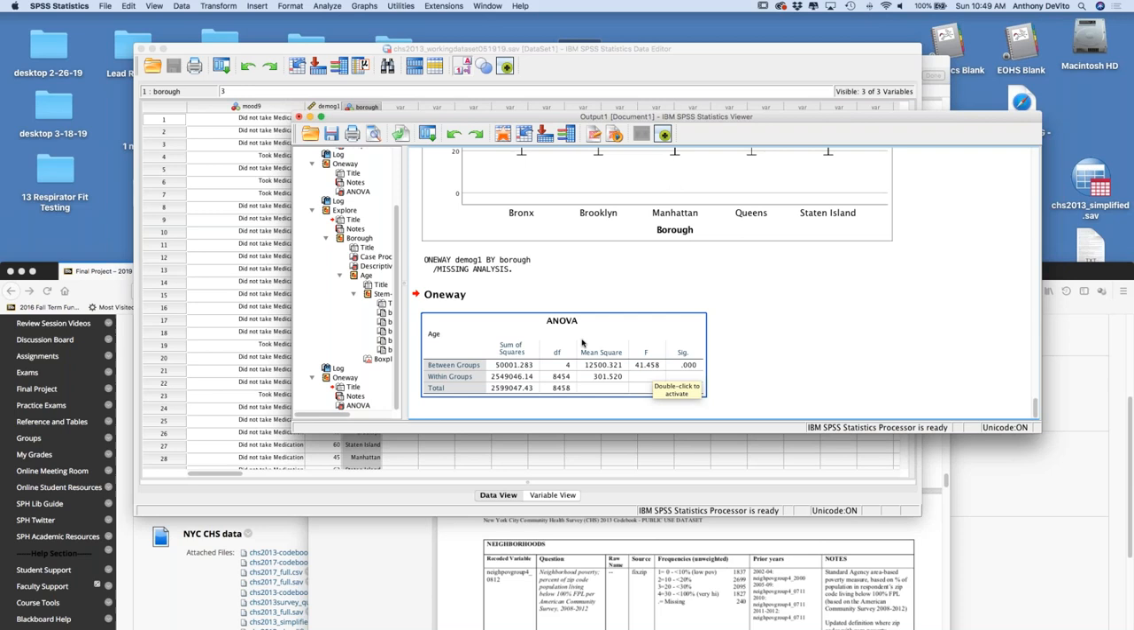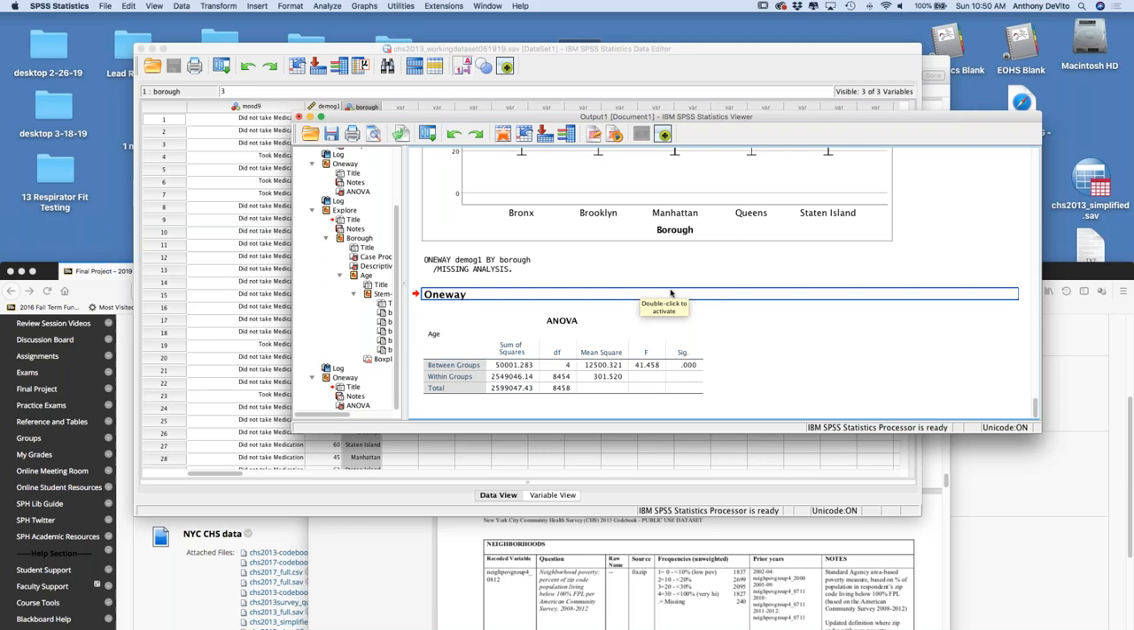My analysis of variance tests the null hypothesis, which is that the mean for Brooklyn is equal to the mean for Queens is equal to the mean for Bronx is equal to the mean for Staten Island, and so forth, that all of the means are equal. My alternative hypothesis is that not all of the means are equal. Not that they're all different, but at least two of them are different. So can I reject my null hypothesis?